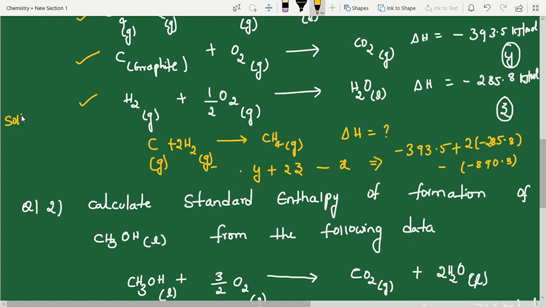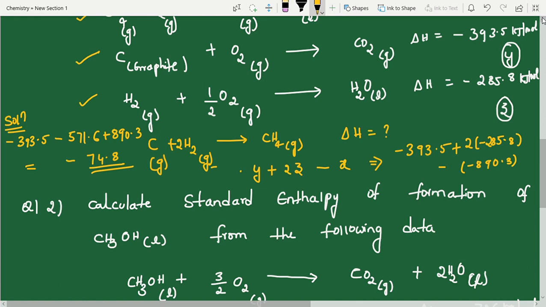Solution, further continuation I am writing here. So finally, after multiplication, this is minus 393.5 minus 571.6. If you multiply with the 2, minus into minus becomes plus, so this is plus 890.3. Now after simplification, you will get minus 74.8 kilojoules per mole. This is your answer.